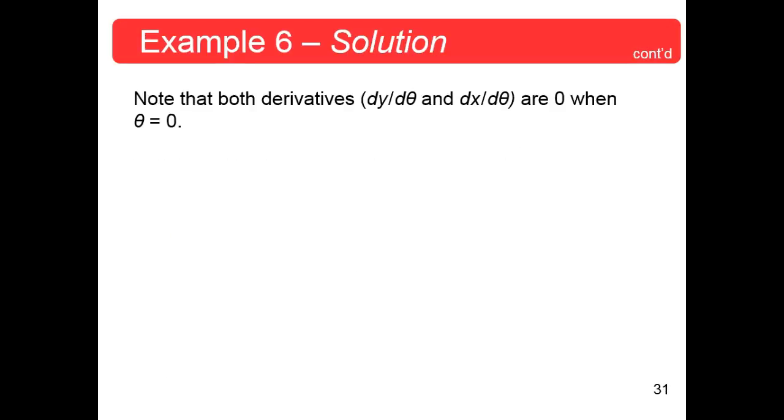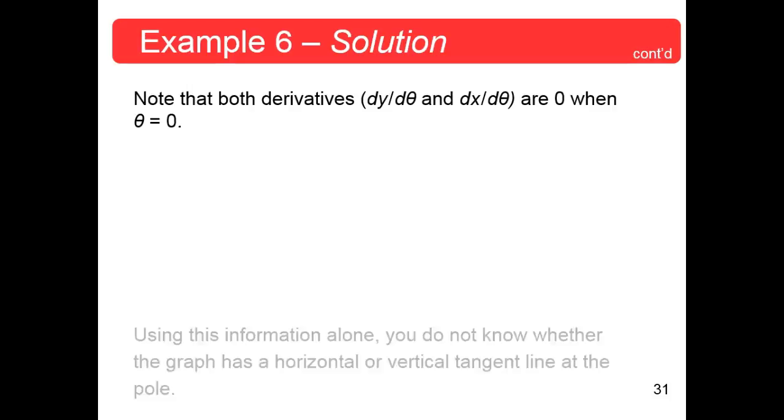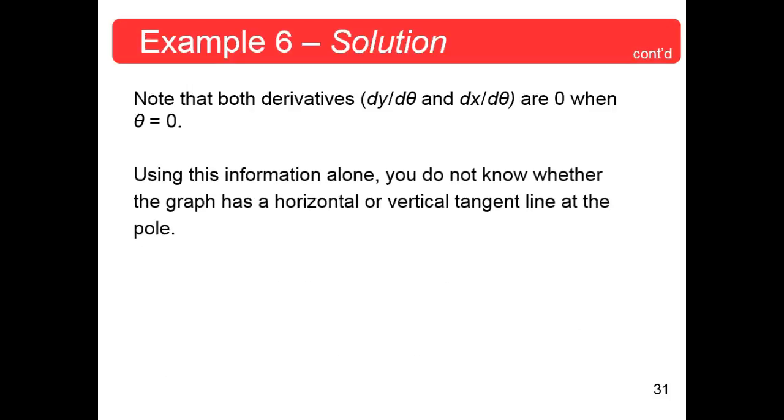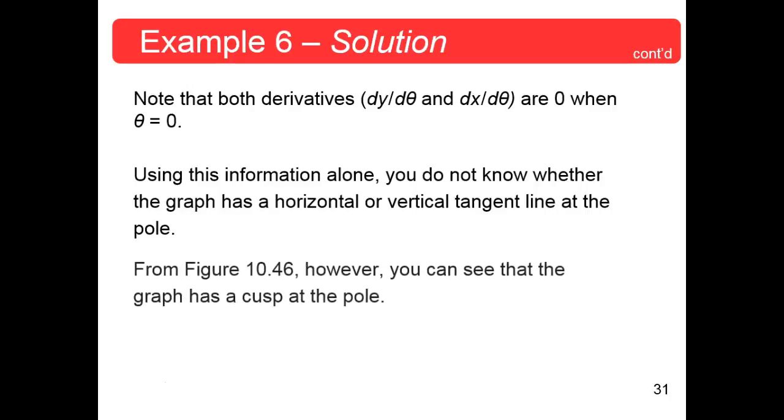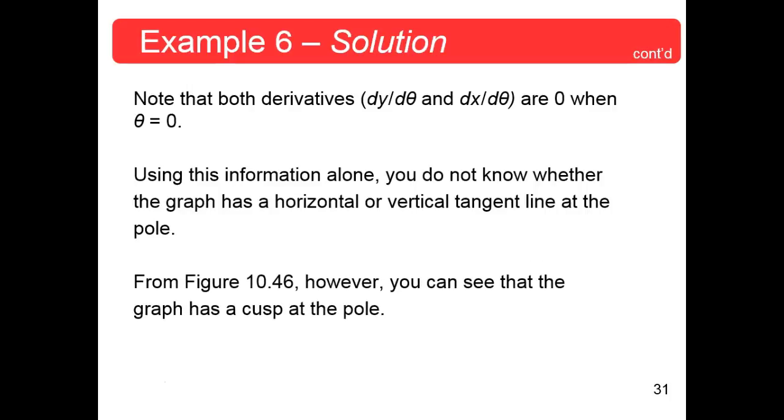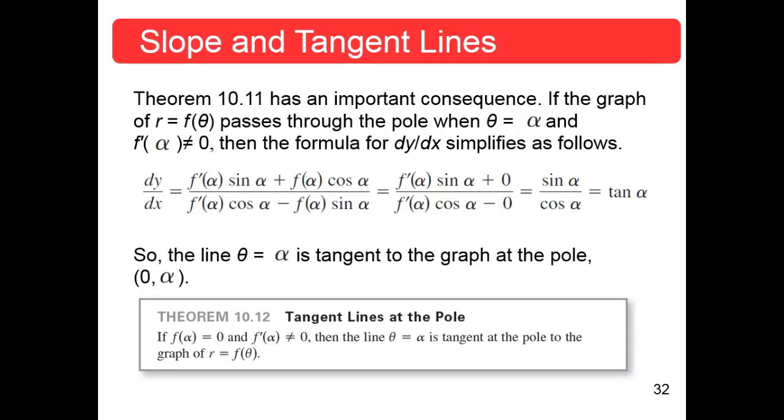Oh, let's finish example 6 just real quickly. Notice both derivatives, dy/dθ and dx/dθ, are 0 when θ equals 0. Using this information alone, you do not know whether the graph has a horizontal or vertical tangent line at the pole. From the figure, however, you see that the graph has a cusp at the pole, but it still doesn't tell you what the derivative is there.